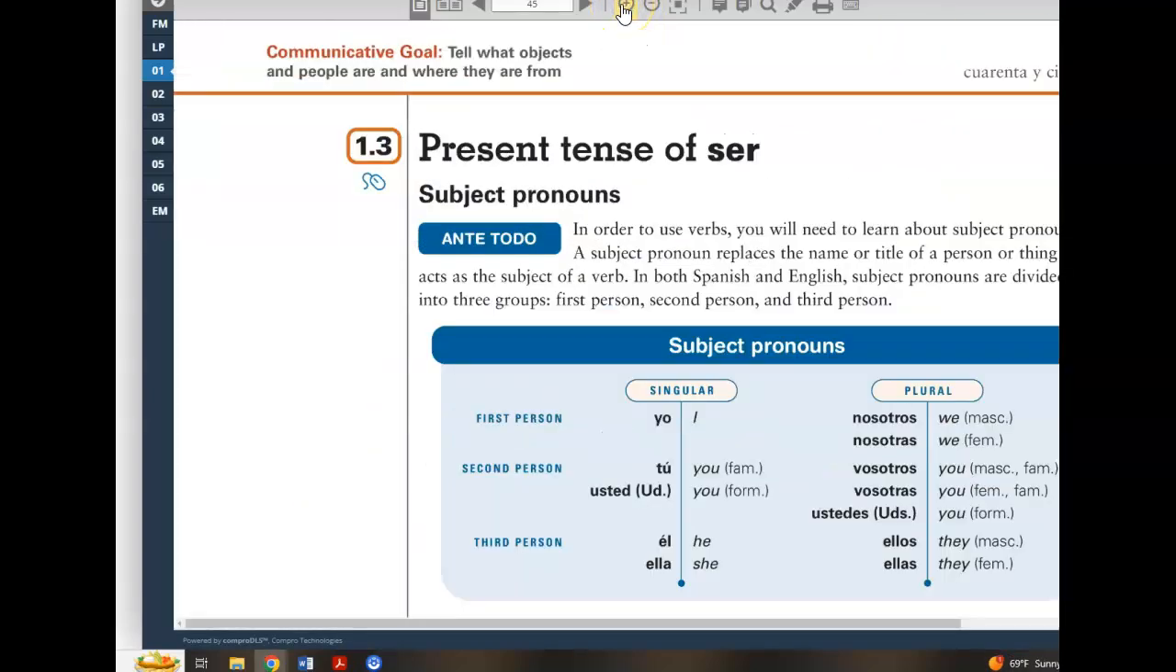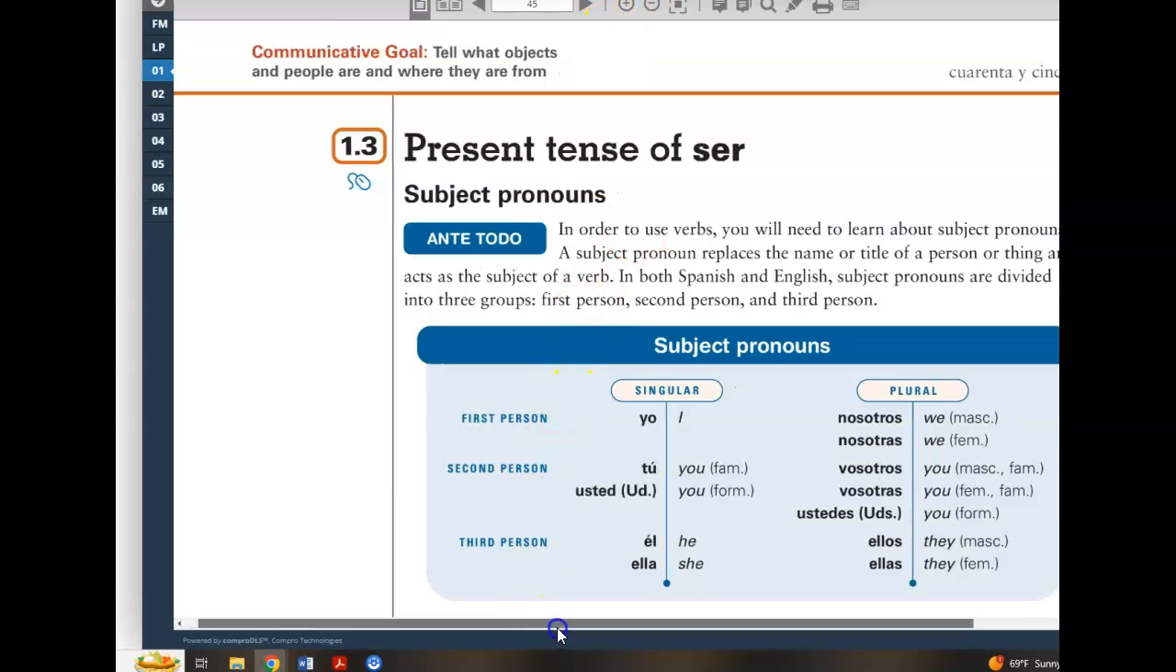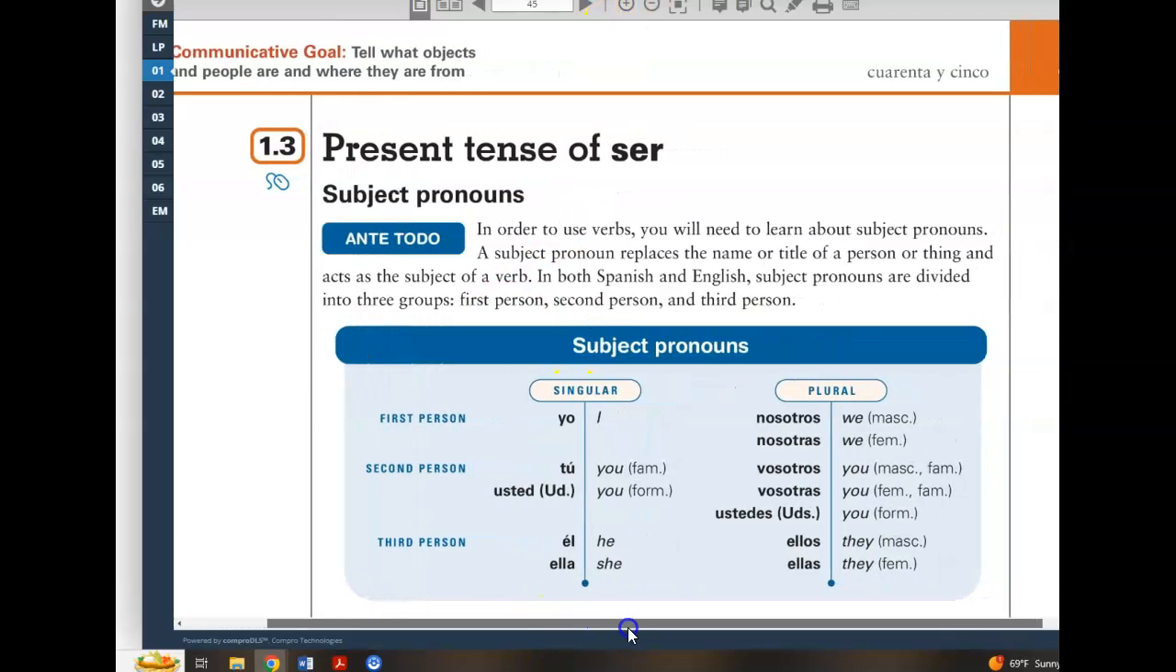Aquí tienen el horario para hoy, miércoles el 6 de noviembre.